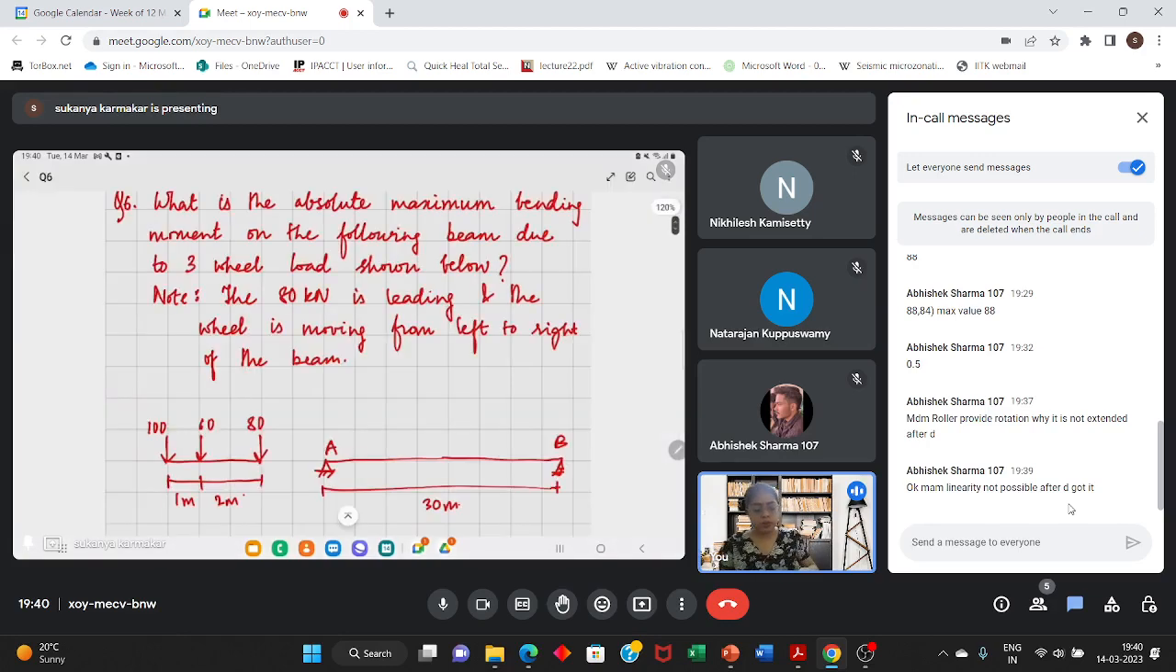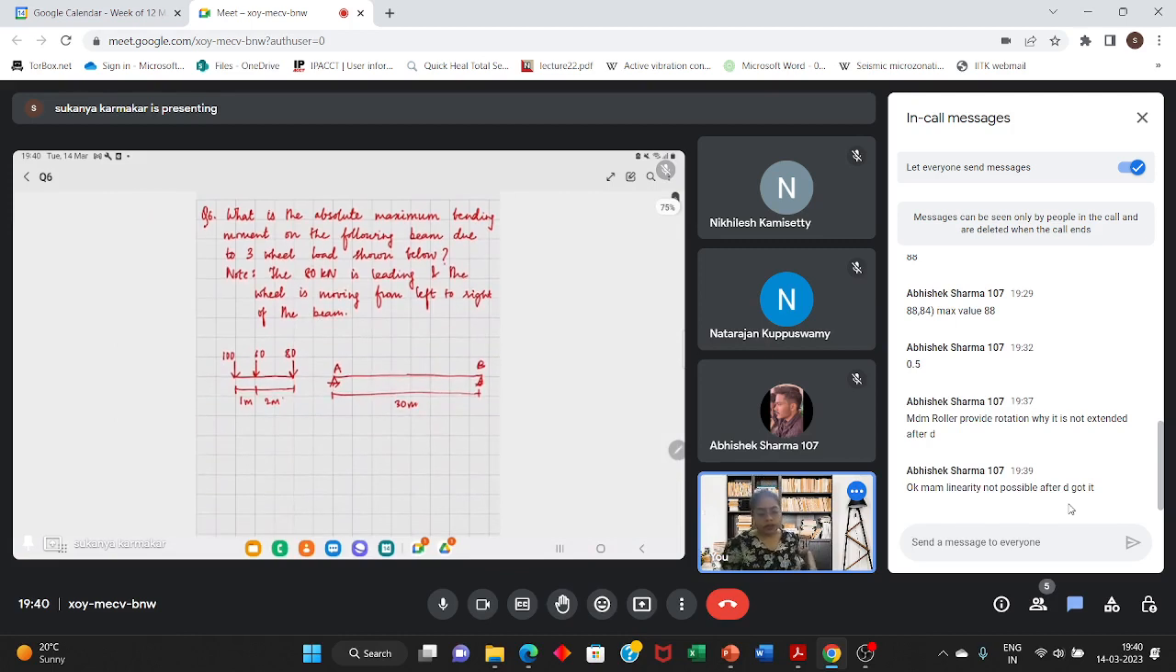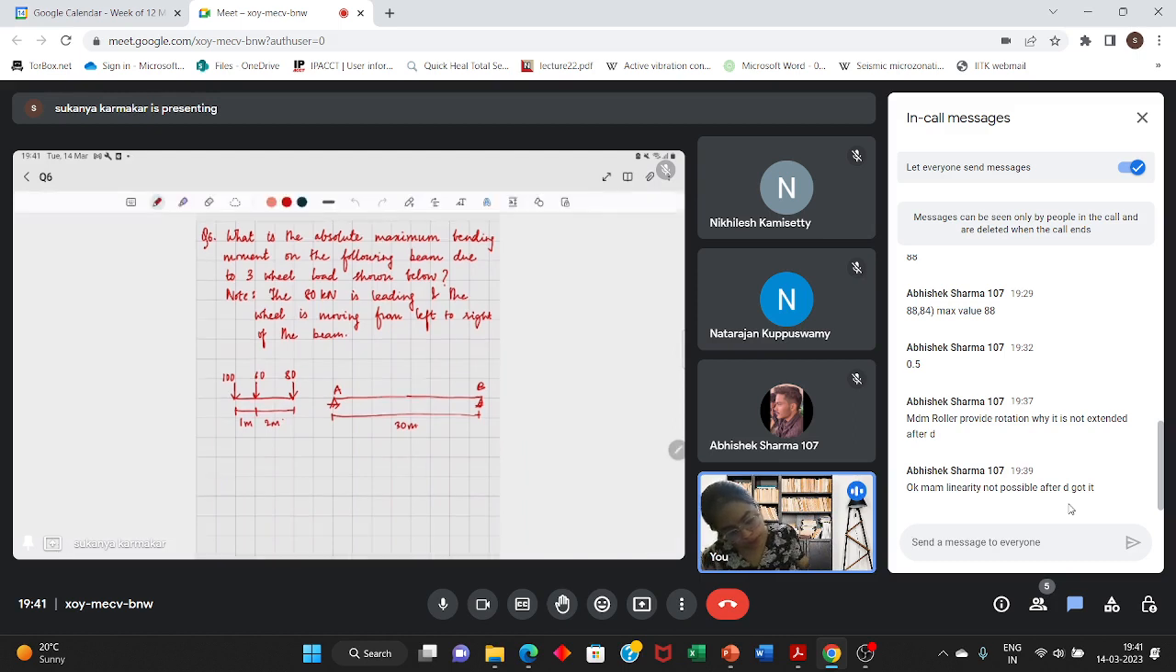So now this question. This question reads, what is the absolute maximum bending moment on the following beam due to this three-wheel load system shown below? And it is given that the 80 kilonewton is the leading load and the wheel is moving from left to right of the beam. And this is the system of loading which has been given.